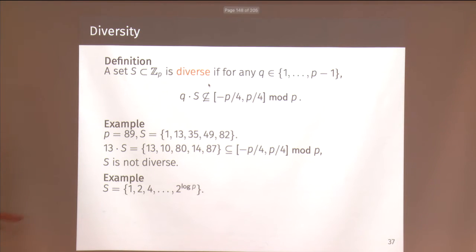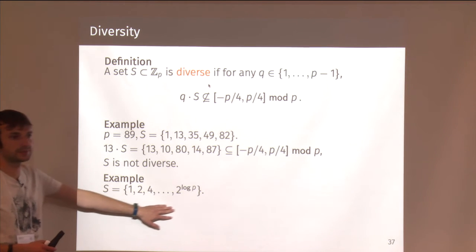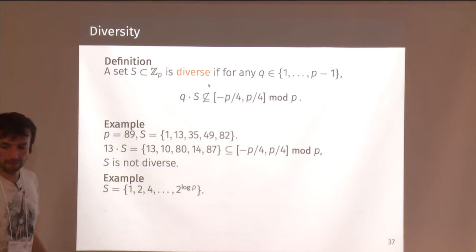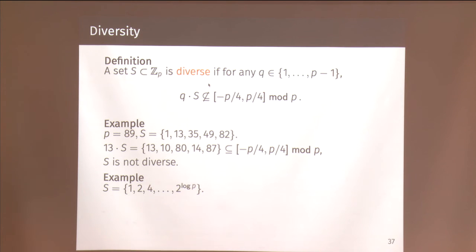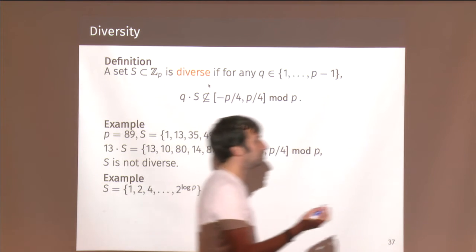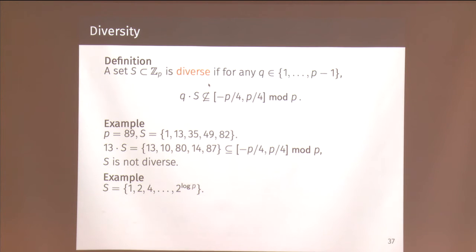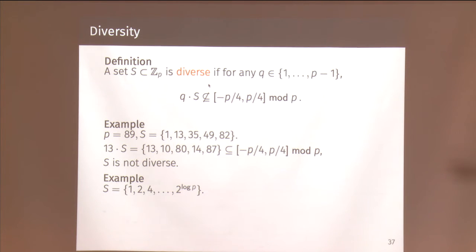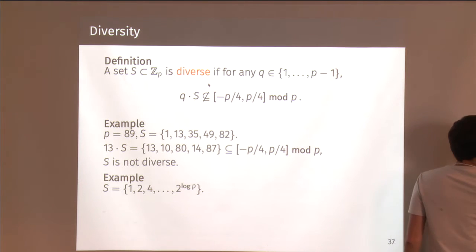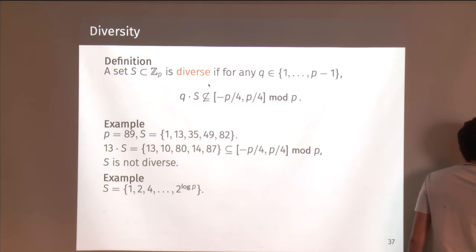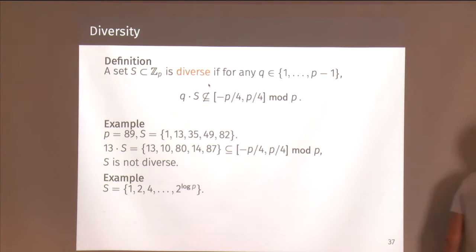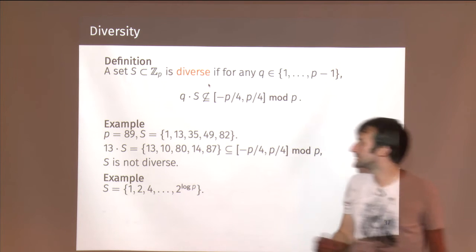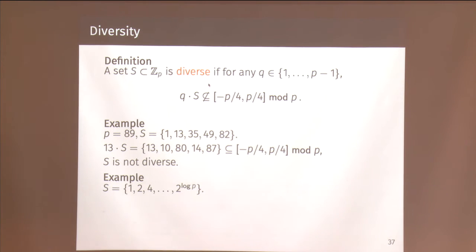On the other hand, this is always a diverse set. Why? Assume you want to prove this set is not diverse. You give me some Q, and you claim that if I multiply Q by 1, it's close to 0, by 2 it's close to 0, by 4 it's close to 0, but at some point you'll come here, which is like P over 4. This is 3P over 4. You multiply it by another 2, you cannot jump all the way here. You'll have to jump in the middle. So this set is diverse, sorry, it's diverse.